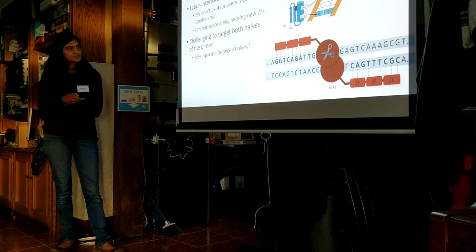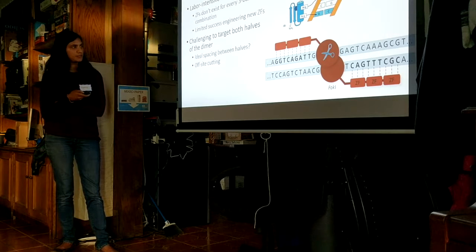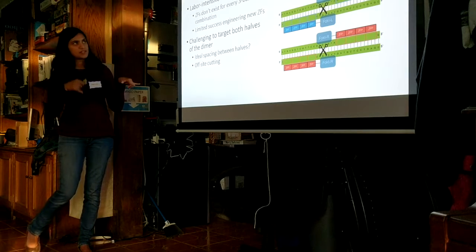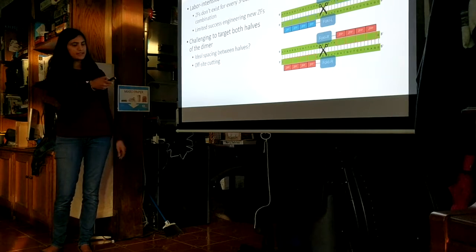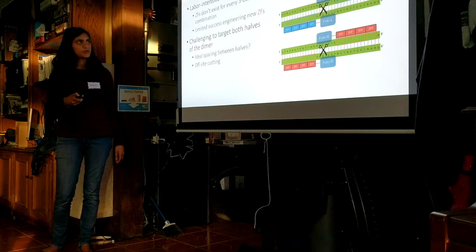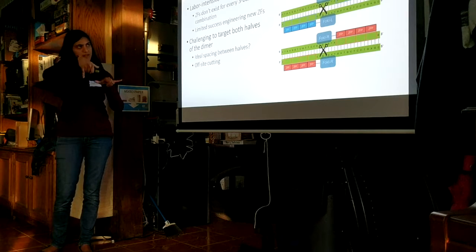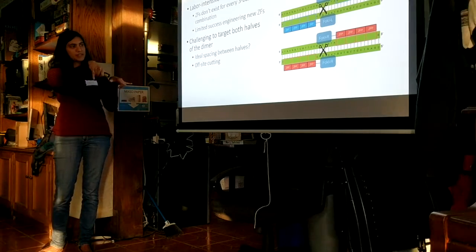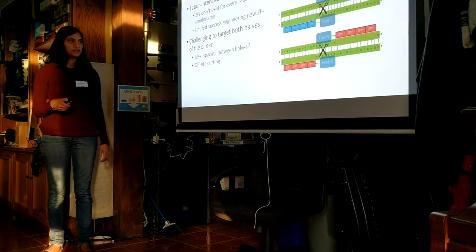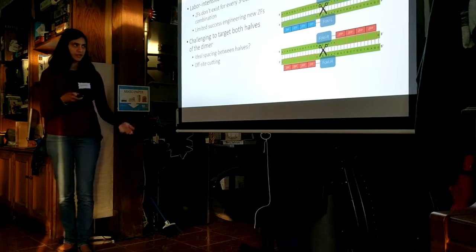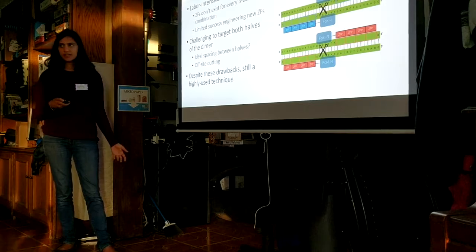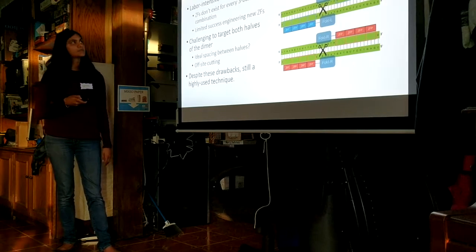And another thing that people talked about a lot was off-site cutting. Specifically, if you have a left half sequence and a right half sequence, ideally you're going to cut right where those left and right halves meet. But if there are other parts of your genome where both left halves combine or both right halves combine, you can get cuts there as well, which is undesirable. But despite these limitations, it was still a very highly used technique and is still a very highly used technique.